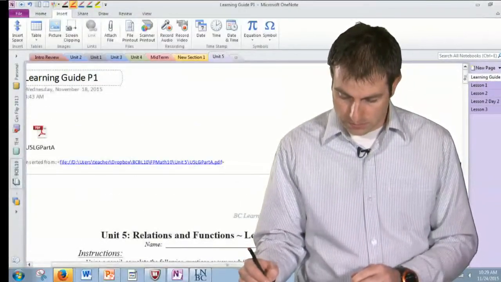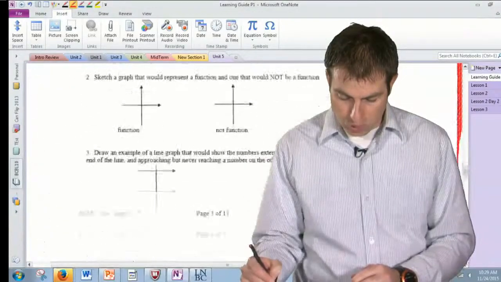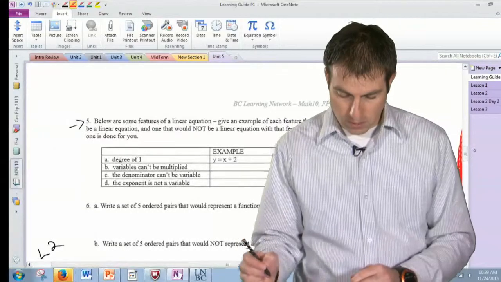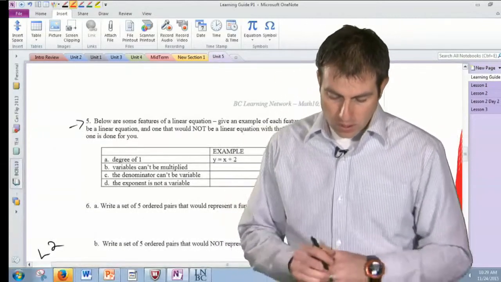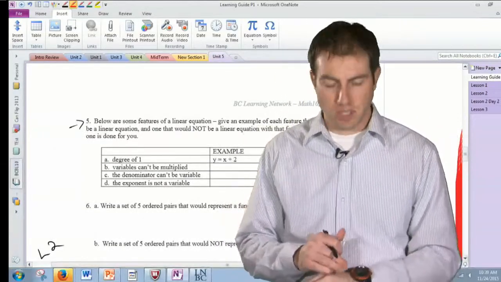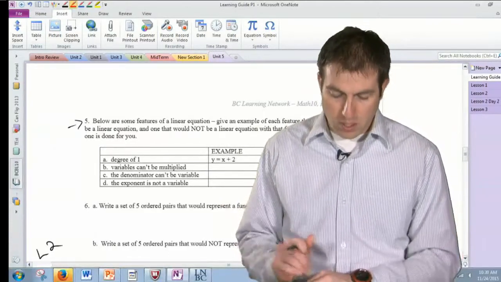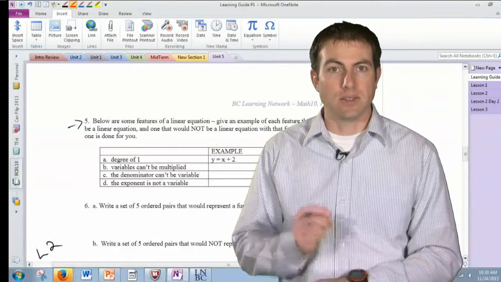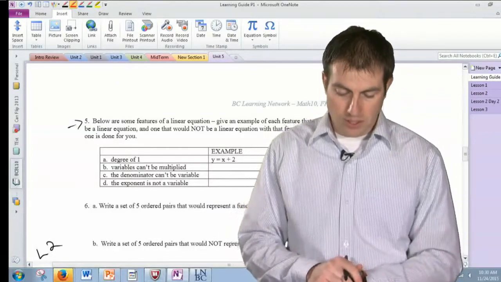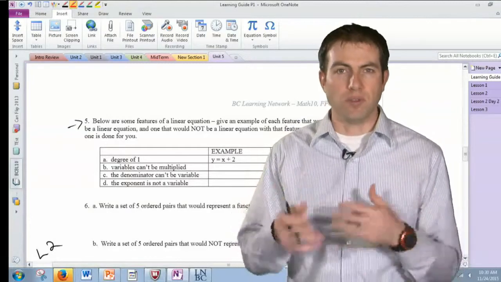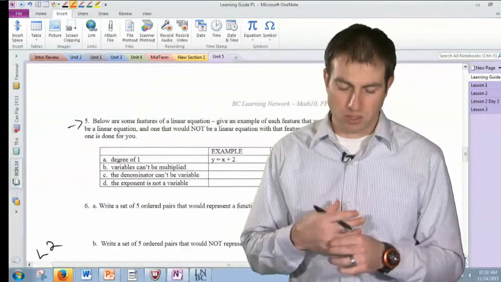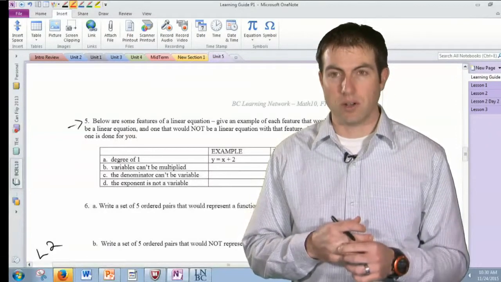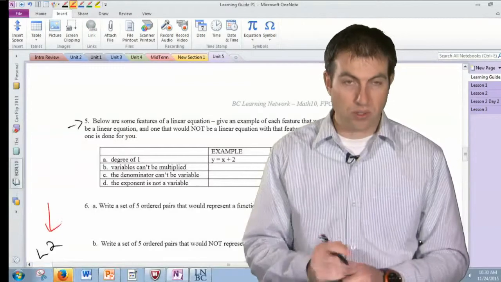Let's go look at that. Page 3. Number 5, below are some features of linear equations. Yeah, I kind of feel bad that this stuff's even in here. Some of the linear equation stuff actually pops up in the lesson that we do today. So I'm gonna get back to this and then hopefully it'll make a bit more sense. We'll spend some time talking about linear and nonlinear. And I think I probably went a little too far with lesson 2 into the learning guide. So if you got that far, awesome.